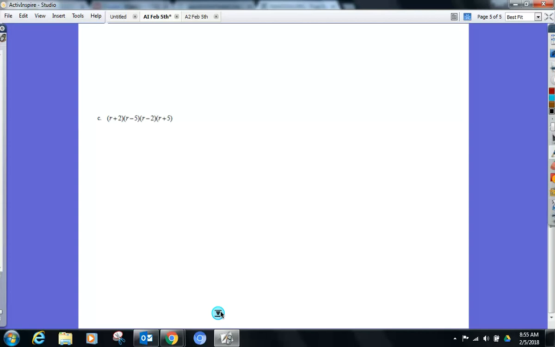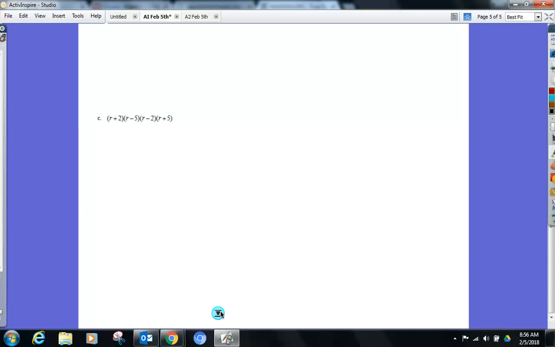Okay, let's start thinking about this. Do I need to multiply them in that order? Or can I shift things around because it's multiplication? I can shift things around, can't I? All right, so if you don't like the way that's being multiplied, shift it around.